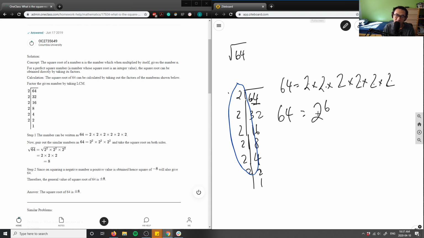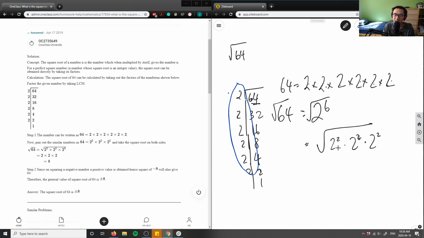Or you could rewrite this as the square root of 64. They also broke this down into 2 to the power of 2 times 2 to the power of 2 times 2 to the power of 2, right? And we can do that through our exponent laws: 2 plus 2 plus 2 equals 6. So I'm adding exponents when we're multiplying them together. That's what they did here.